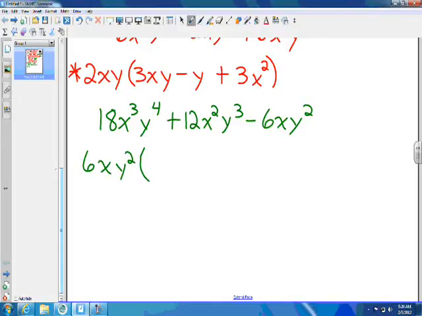18 over 6 is 3. X cubed over x is x squared. And y to the 4th over y squared is y squared. Plus 12 over 6 is 2. X squared over x. Y cubed over y squared. Minus 6 over 6 is 1. X over x. And y squared over y squared.